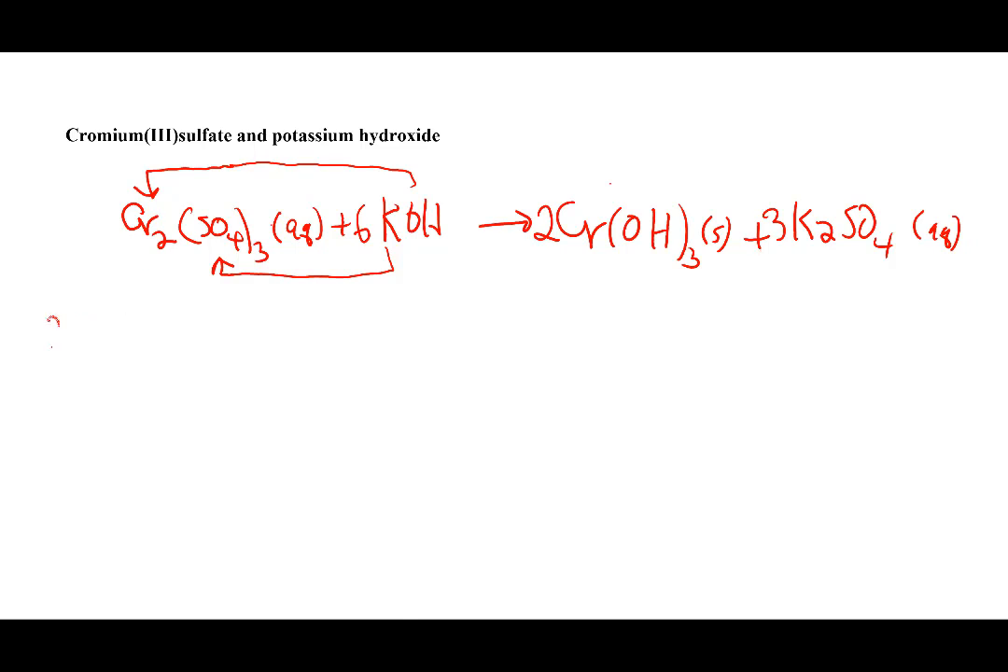Okay, so we're going to have 2 chromium 3 pluses, aqueous, plus 3 sulfates, aqueous, from the chromium sulfate, which is soluble, plus 6 potassium hydroxide, so it's 6 potassium ions, plus 6 hydroxide ions.